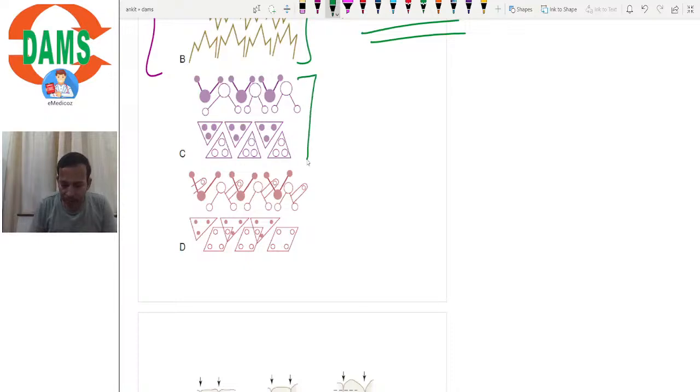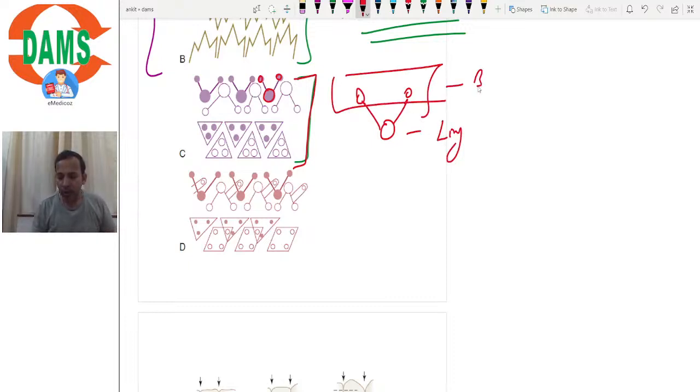In the third diagram, you can see that we have a larger central cusp and two smaller mesial and distal cusps, but these cusps are not arranged in a line. Rather, we have one lingual and two buccal cusps.